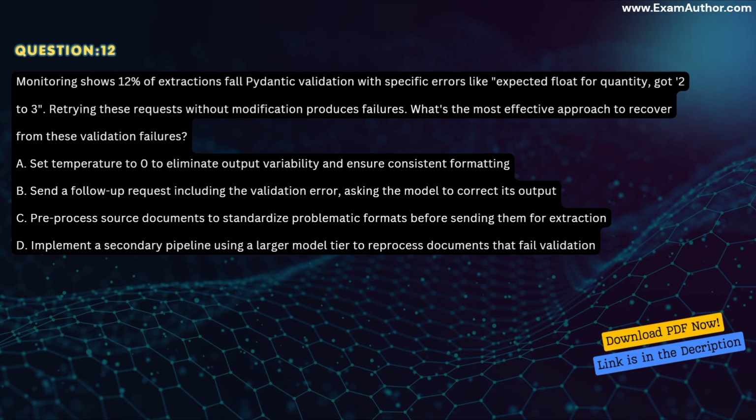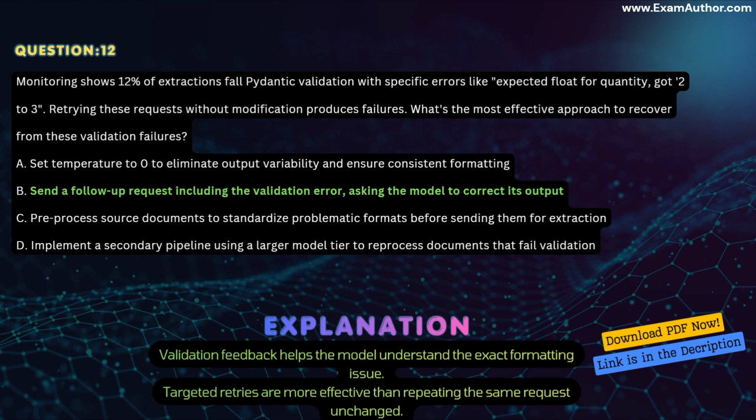Correct answer, B. Send a follow-up request including the validation error, asking the model to correct its output. Explanation: validation feedback helps the model understand the exact formatting issue. Targeted retries are more effective than repeating the same request unchanged.